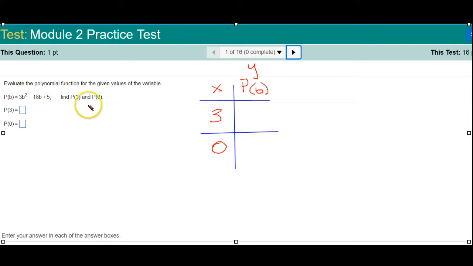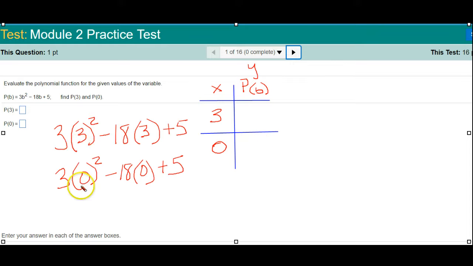Then you're going to put, for your X value, a 3 wherever there's a B, and then later a 0. And once you do that substitution and calculation, that's where you put your answers. So the substitution would look like this. You're going to raise 3 to the second, which is 9. Multiply 3 times a negative 18. This will be a negative value, and group like terms. This one's going to be easy because this term and this term are 0. All right.